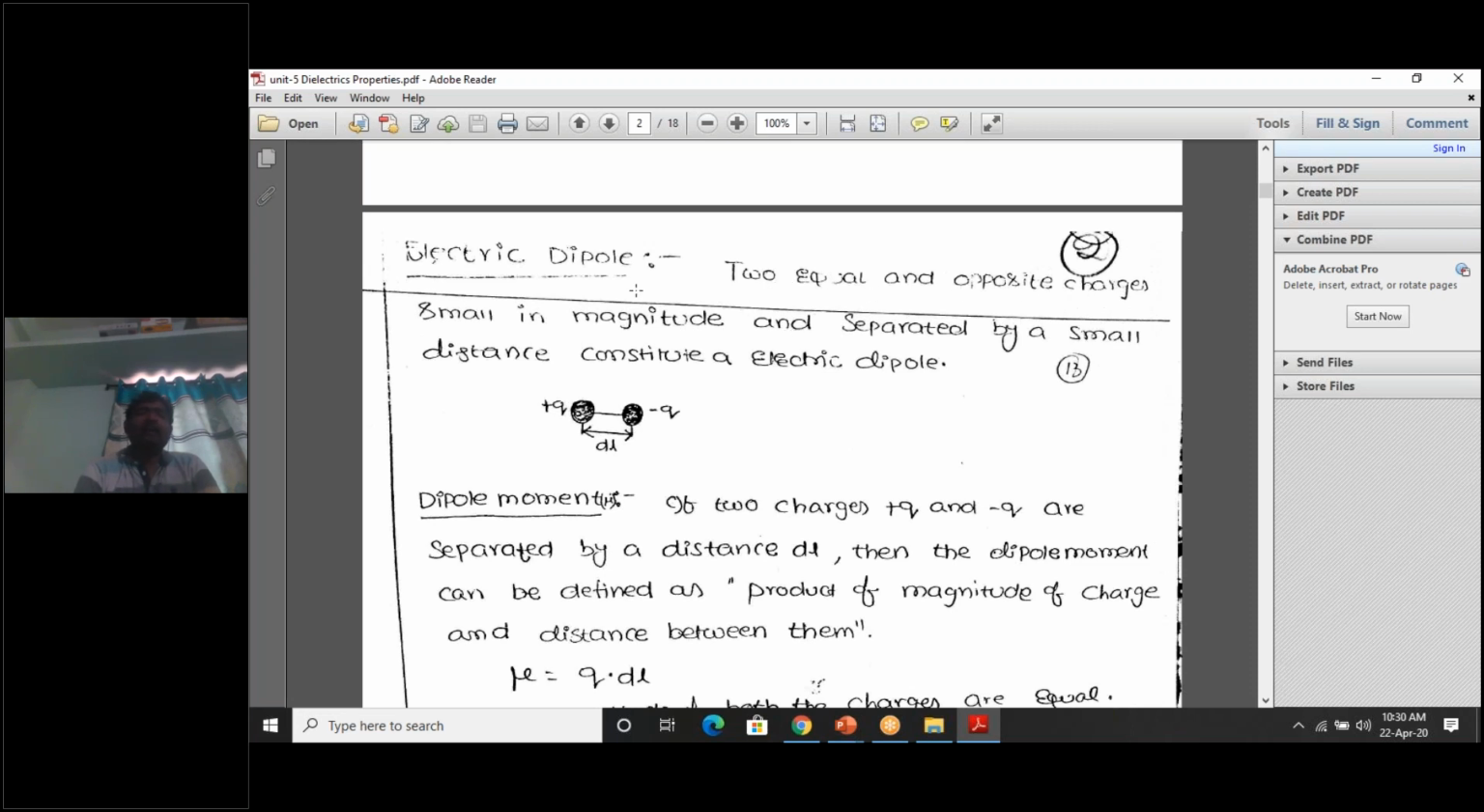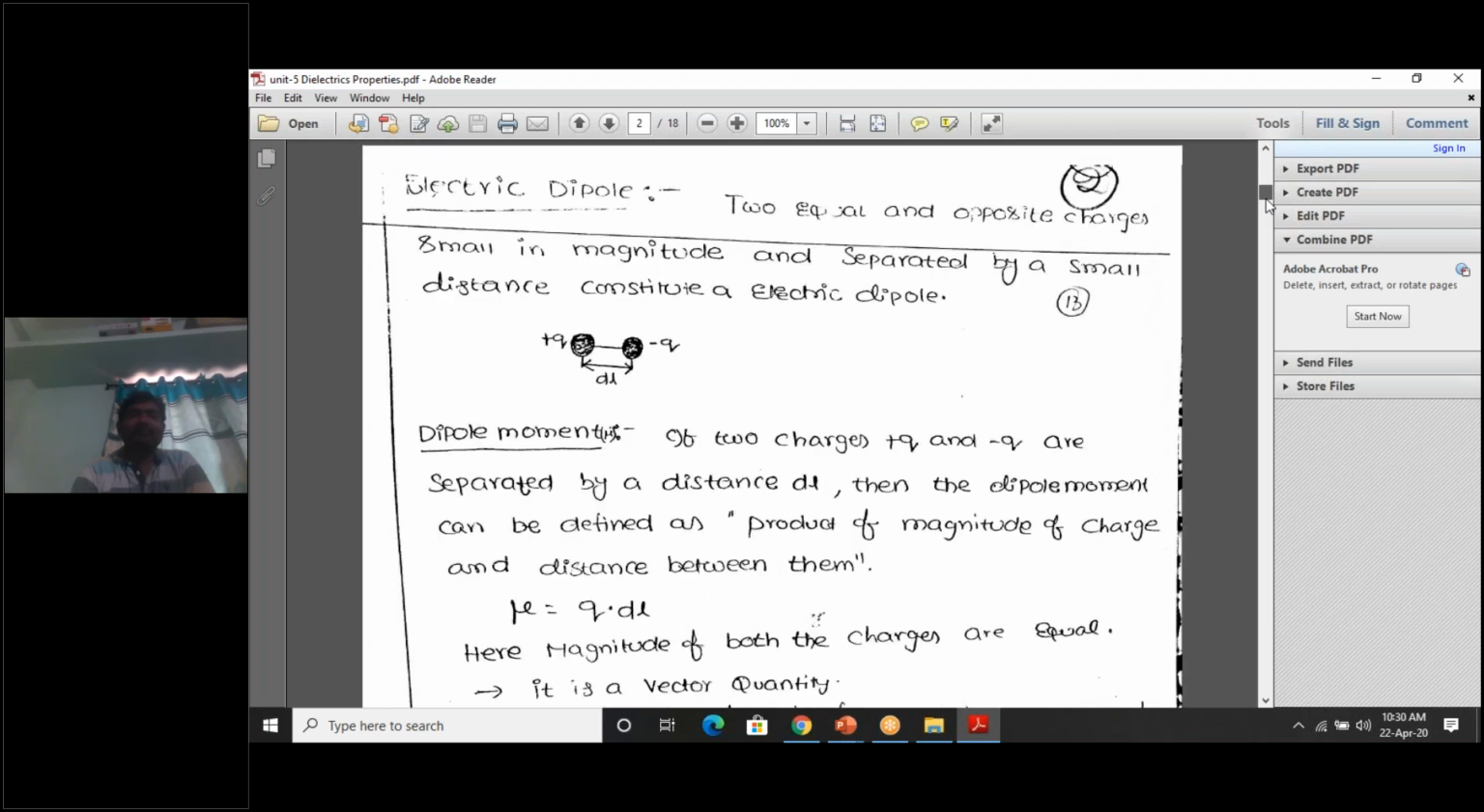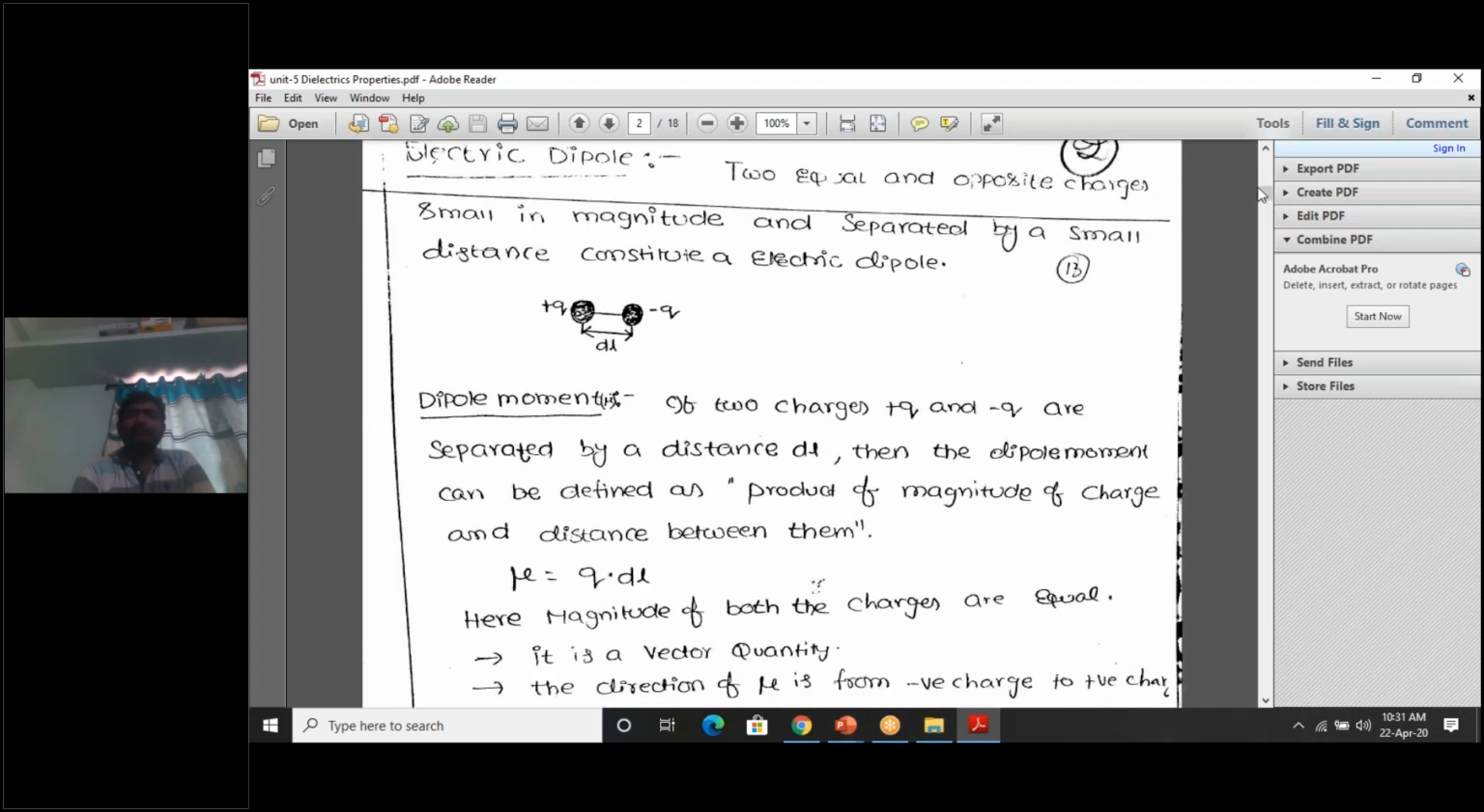So this is the pure definition. Two equal and opposite charges, so plus q, minus q. In magnitude, two equal and opposite charges are small in magnitude. So this q value is also very small, and separated by a small distance. So here plus q and minus q are separated by a very small distance. This constitutes an electric dipole. Okay, so please be very cautious regarding these definitions. They play a very important role.